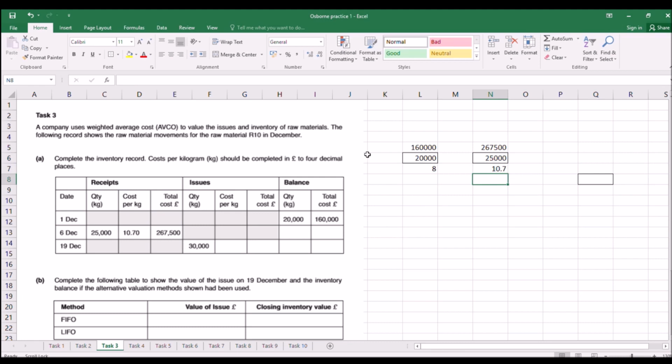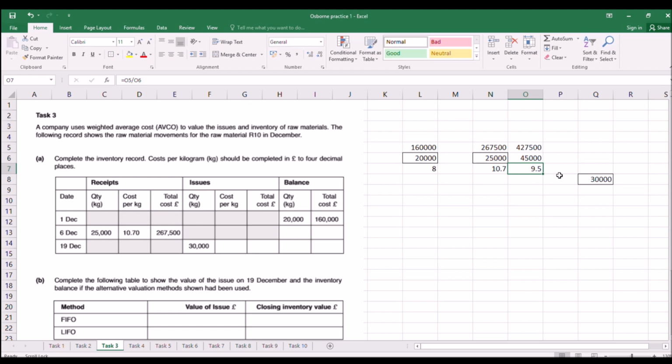Now this is average cost, so we're not doing FIFO or LIFO. We're considering which truck the items are on. We now issue 30,000. So we need to work out the value of that. The total value of all of the stuff that we have in the warehouse before we issue it is 427,500, and the total units is 45,000. So the price per unit is £9.50.